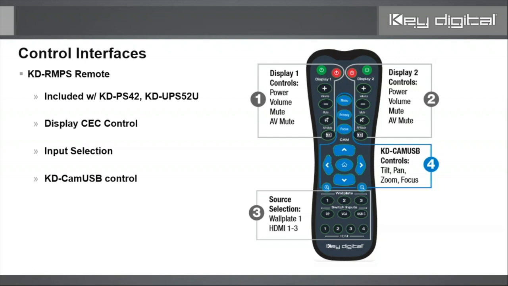And at the bottom in section number 3, we see the source selection, which is pretty obvious. But what about in blue, section number 4? This is your camera control. So even the remote control that comes with the presentation switcher is designed to control the entire system. The switcher, the monitors, projectors via CEC, and the audio of either CEC or to the amplifier.